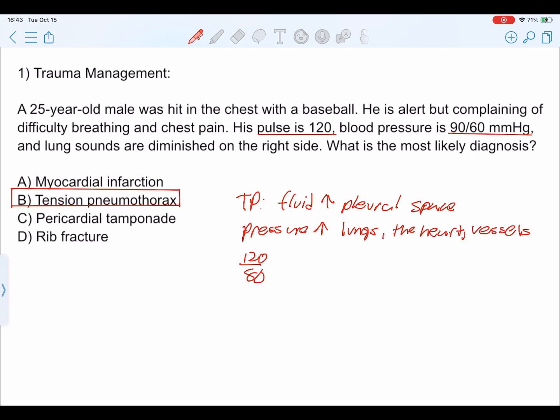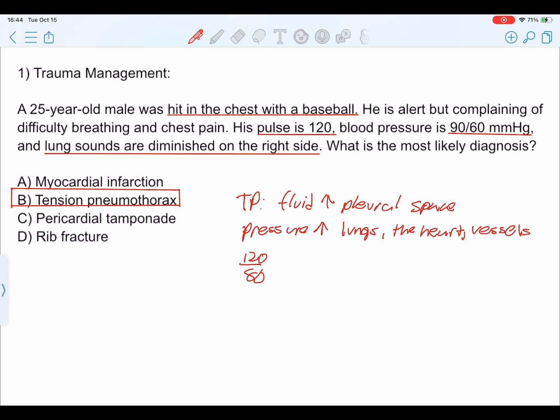And when your blood pressure is low, your body's going to jack that pulse up to compensate. So we see low blood pressure, we see an increased pulse, which makes sense. And then what really confirms this to be tension pneumothorax is going to be the lung sounds are diminished on the right side. This is almost always a telltale sign of some form of pneumothorax. The fact that it's trauma related. Remember, we got hit in the chest with a baseball, so it's going to be trauma.